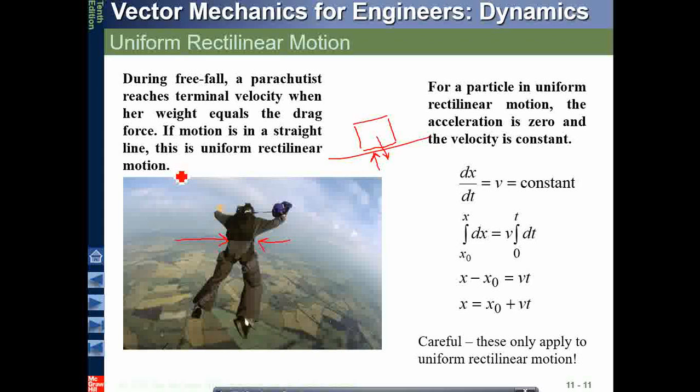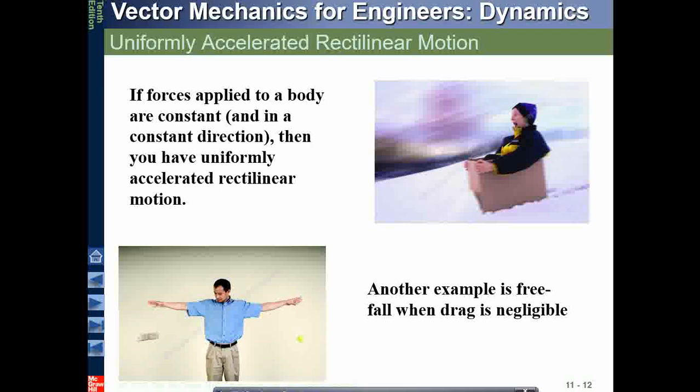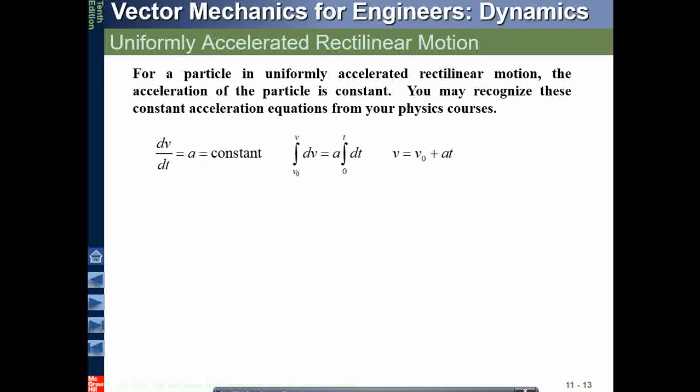So if the motion is in a straight line, this is a kind of uniform rectilinear motion. For a particle in uniform rectilinear motion, the acceleration is zero and the velocity is constant, because the velocity earlier and afterwards is almost the same, as the weight of the object is balanced by the drag force. So velocity is constant, which means acceleration is zero, and we have some important equations coming up due to that. These are some other examples of uniformly accelerated rectilinear motion.